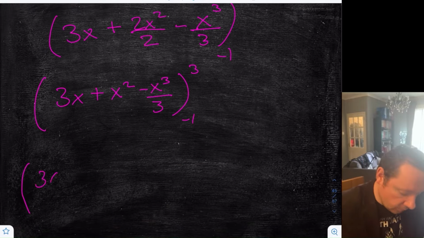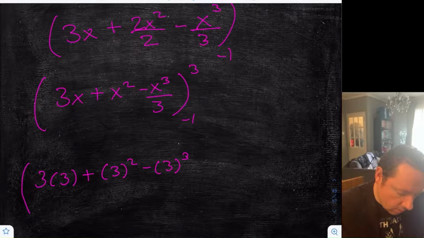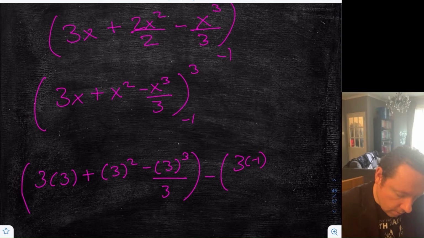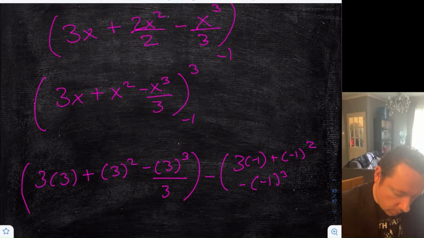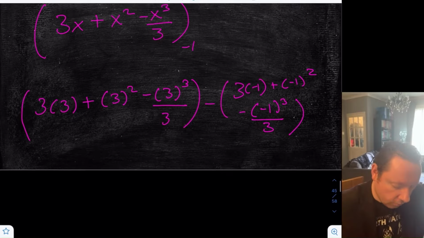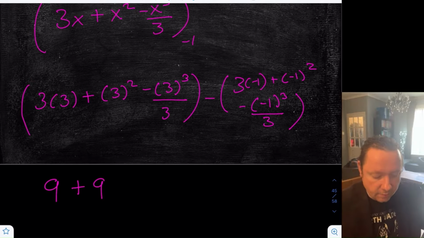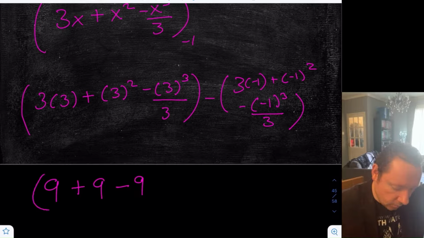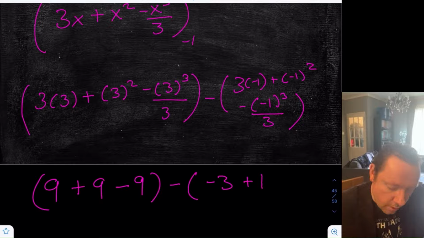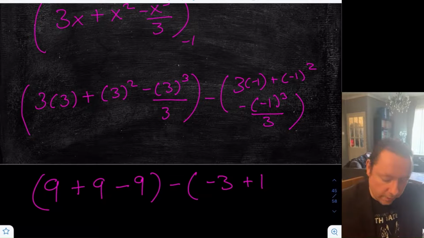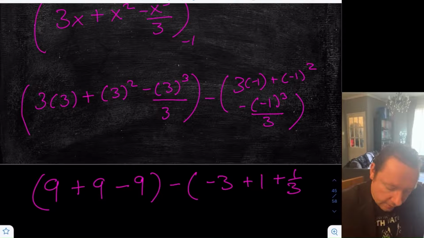So we get 3 times 3 plus 3 squared minus 3 cubed over 3. Take away 3 times -1 plus -1 squared minus -1 cubed over 3. 3 threes is 9. 3 threes is 9 again. 3 cubed is 27, divided by 3 is also 9. So our first bracket becomes this, minus our second bracket, minus 3, -1 squared is +1, -1 cubed is -1, times -1 is +1. So we get to here quite quick.